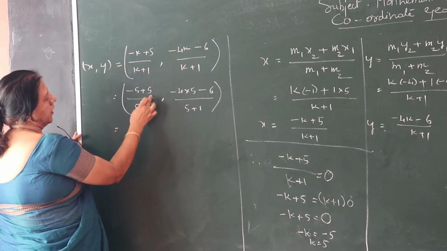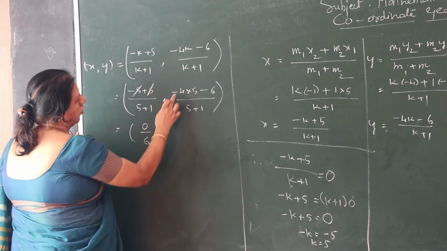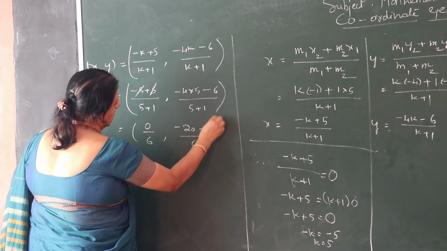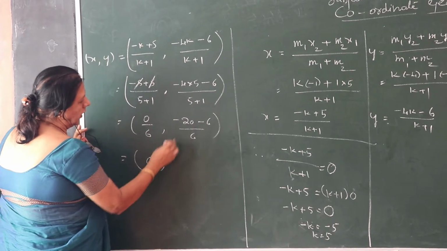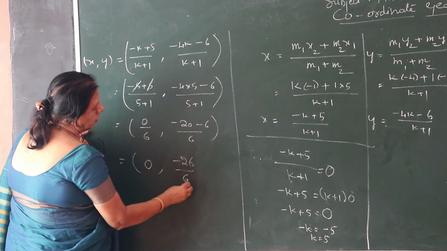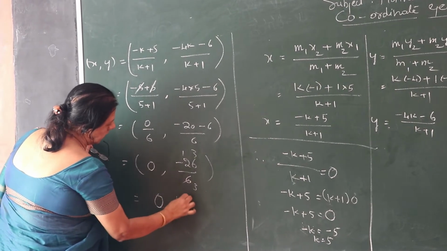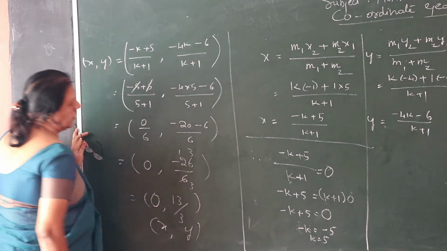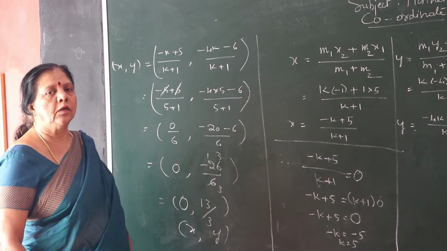Here minus 4 into 5 minus 6 by 5 plus 1. Simplify. Minus 5 plus 5 cancel, 0. 0 by 6 is 0. Minus 20 minus 6 by 6, that is minus 26 by 6. Two 3s are 6, so that is 0, comma minus 13 by 3. So this is the x, y value. See, this is the way you have to calculate. Follow it, children. Follow it.